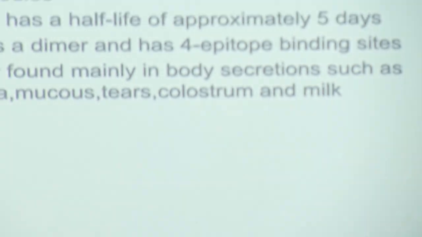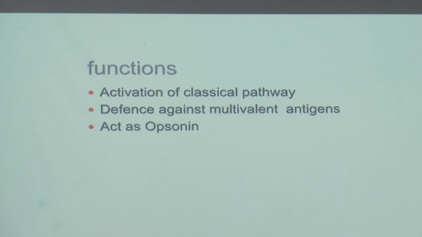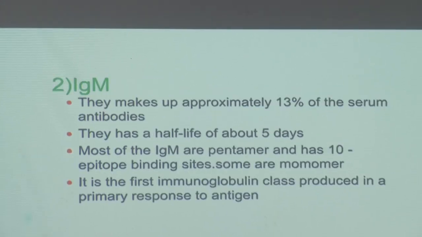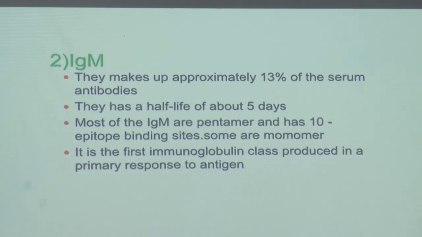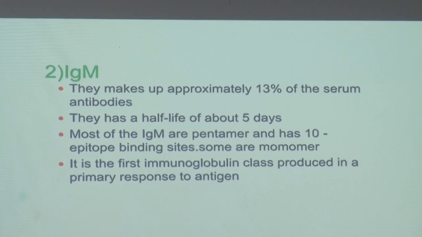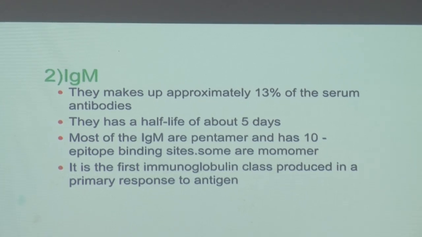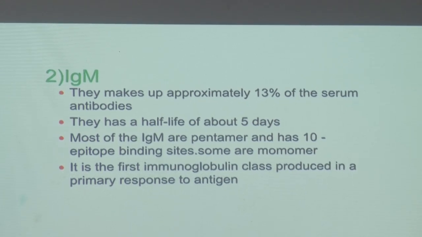Next is IgA. IgA makes up 13% of the antibody load in a patient's serum or plasma, and the half-life is 5 days.